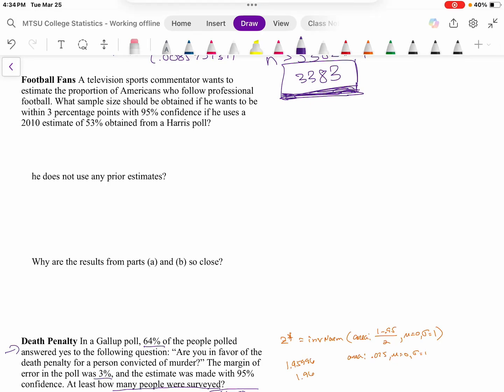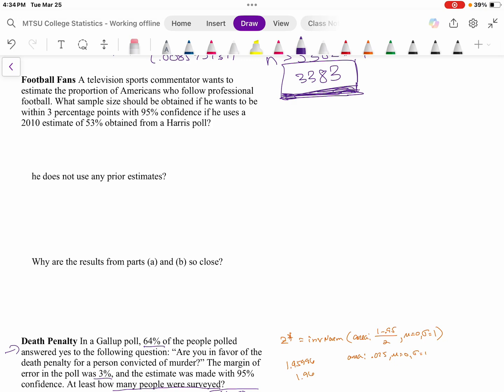All right, so here we got a problem again trying to find the minimum sample size. I did a lot of explaining on the previous video with it. So a television sports commentator wants to estimate the proportion of Americans who follow professional football. What sample size should be attained if he wants within 3 percentage points with a 95% confidence interval? So my margin of error is 3%.